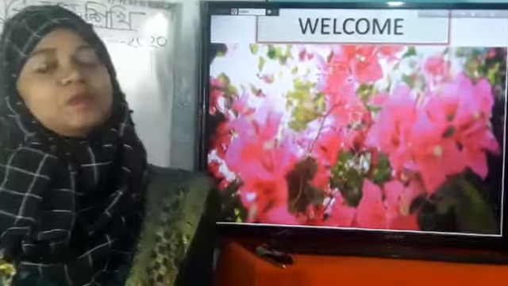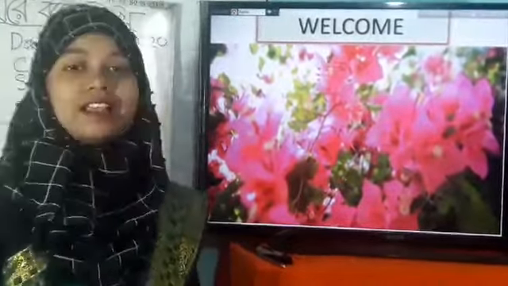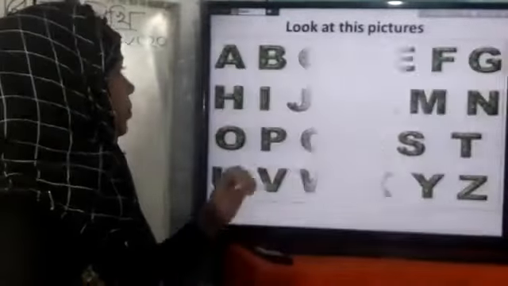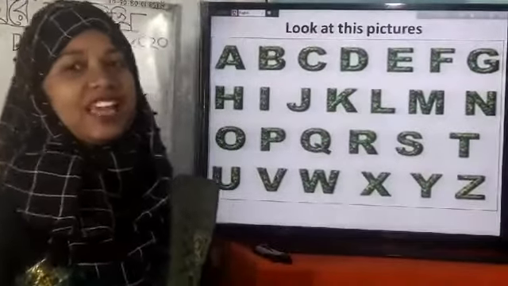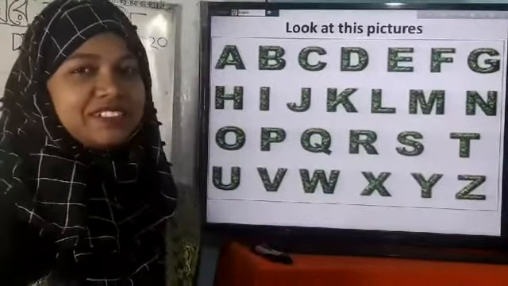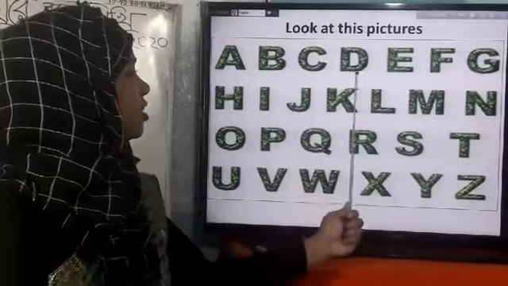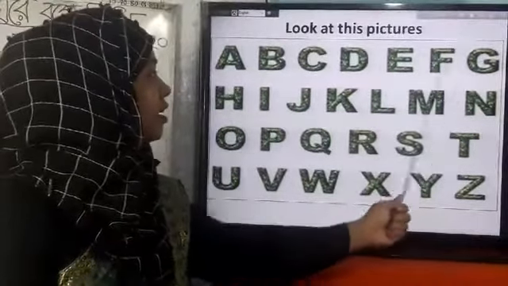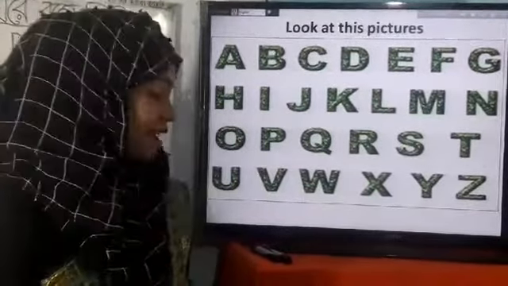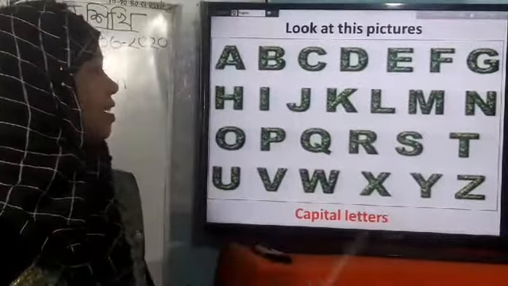My dear student, at very first, I like to show you two pictures. Okay, let's see the pictures. Dear student, what can you see in this picture? What can you see? কি দেখতে পাচ্ছো? Yes, you are right. This is A, B, C, D, E, F, G, and at last it is Z. So these are capital letters.